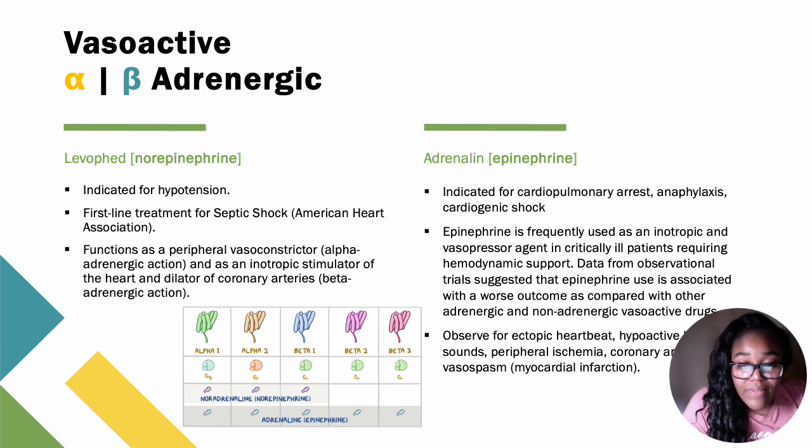Now, when you are giving epinephrine or norepinephrine, you should observe for ectopic heartbeats. This is known as your weird heartbeat. So this is considered a PVC, premature ventricular contraction, or a PAC, premature atrial contraction. You want to listen for hypoactive bowel sounds. You want to look for peripheral ischemia, because if an individual is on these medications very long, it can actually cause the change of color in the periphery or in your extremities. It can cause hypoactive bowel sounds, which means that your bowels have shut down.